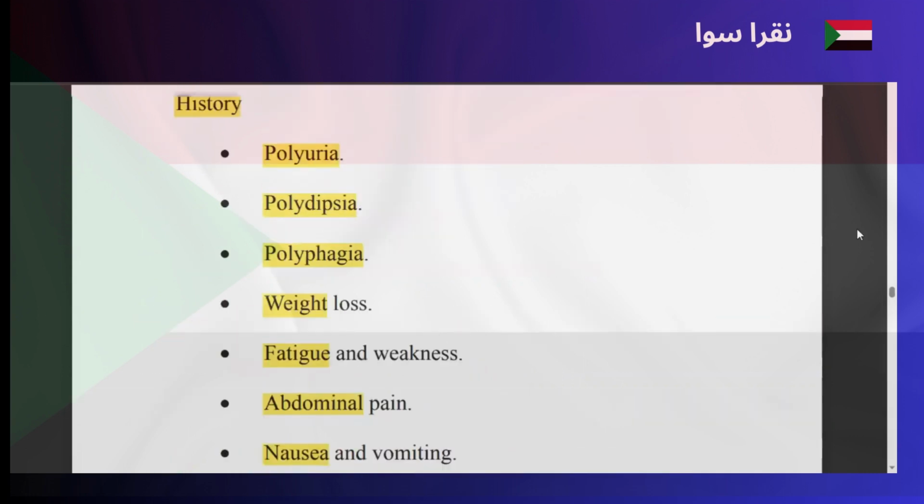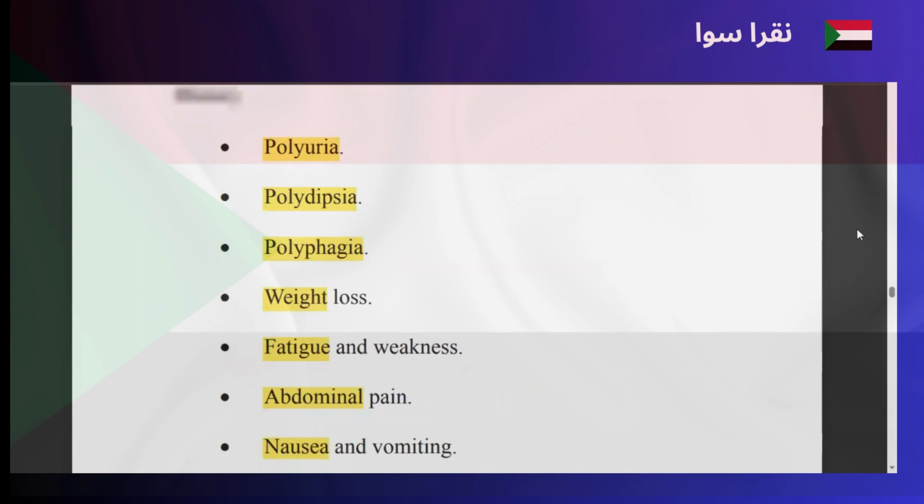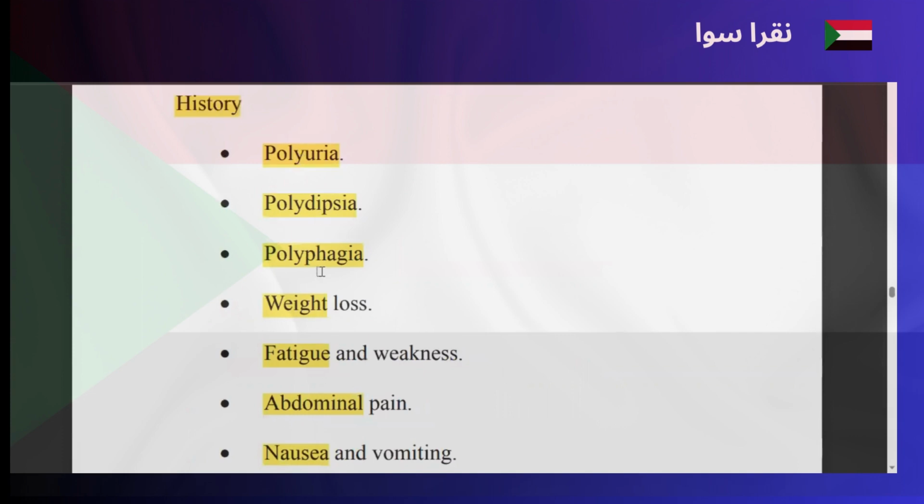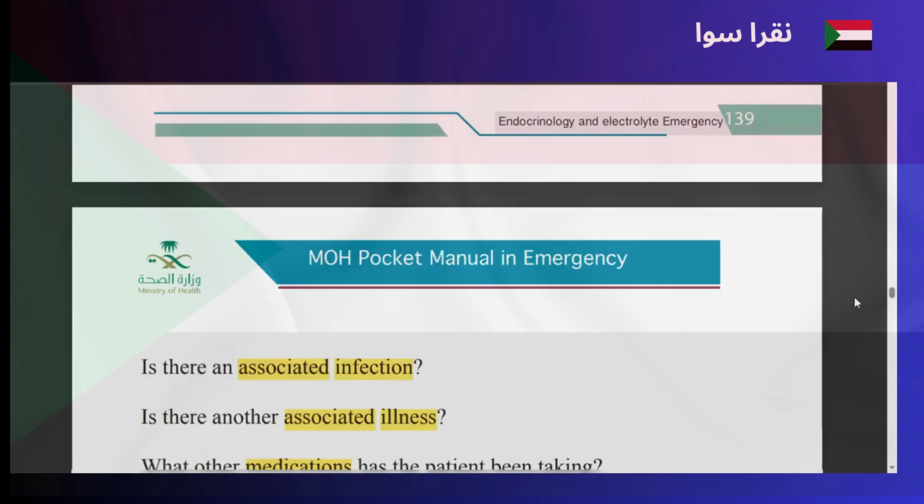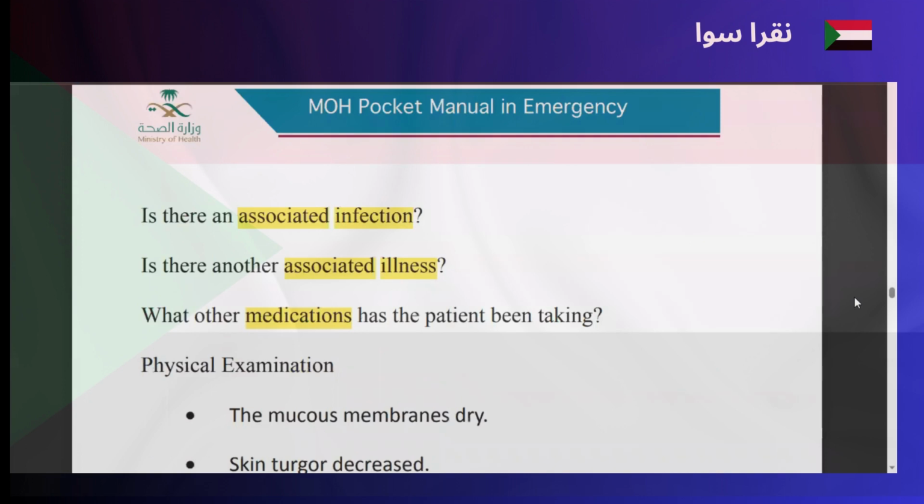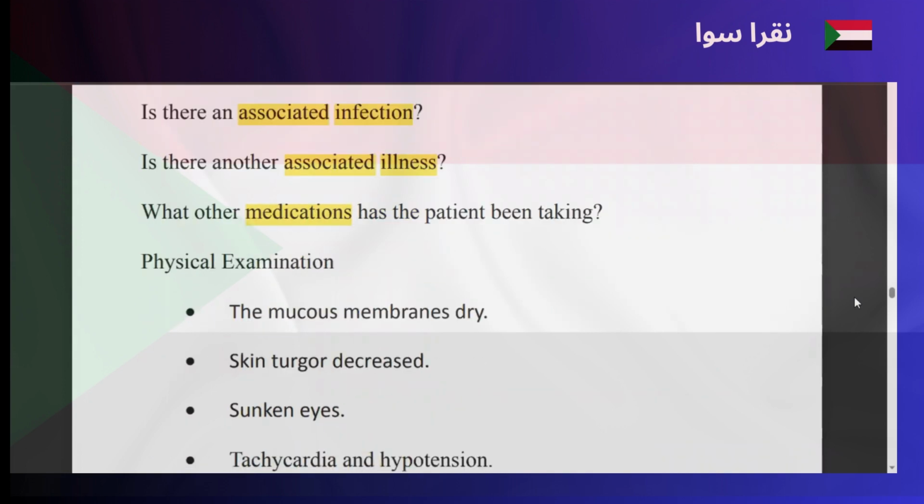So the history: polyuria, polydipsia, polyphagia, weight loss, fatigue and weakness, abdominal pain, nausea and vomiting, hyperventilation, altered mental status, history of infection or associated infection, associated illnesses, history of medication.